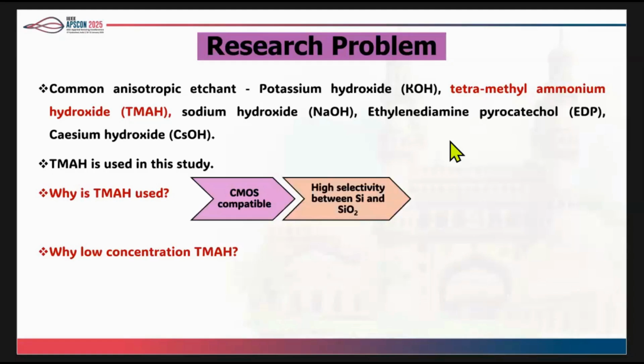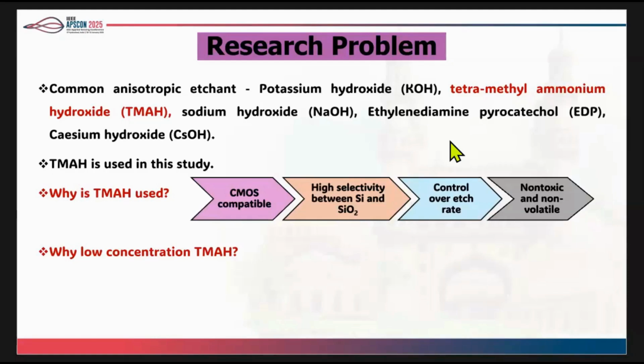It will etch more and more silicon, while the etch selectivity for silicon dioxide is small. And because of the slow etch rate, you can control the etching and the formation of cavities or other structures. At the same time, it is non-toxic and non-volatile, because if you are using KOH or NaOH, that is not CMOS compatible. If you are using EDP, that is toxic.